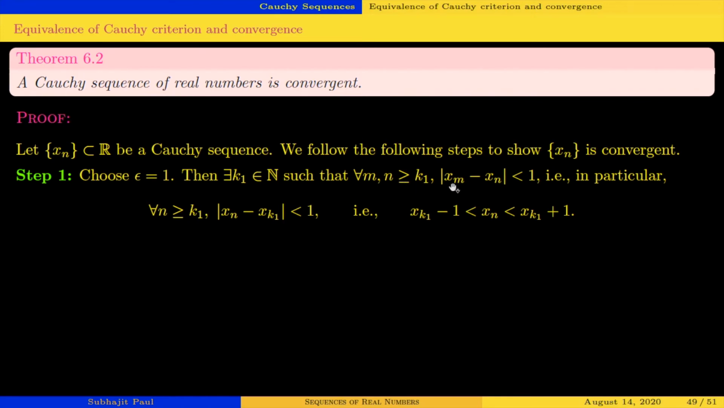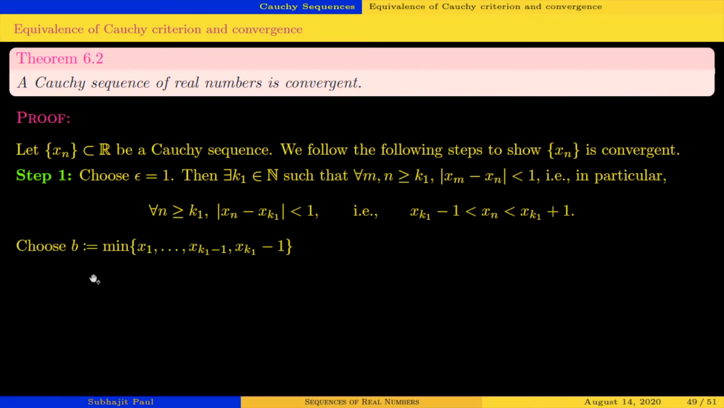Therefore, this will be xk1 minus xn. So that is xn minus xk1 since modulus is there. So xn minus xk1 will be satisfied for any choice of n greater than k1. So I am fixing m at k1 and letting n vary from k1. So for all n greater than k1, the distance between xn and xk1 is less than 1. So if you break this out, then it will be xk1 minus 1 less than xn less than xk1 plus 1.